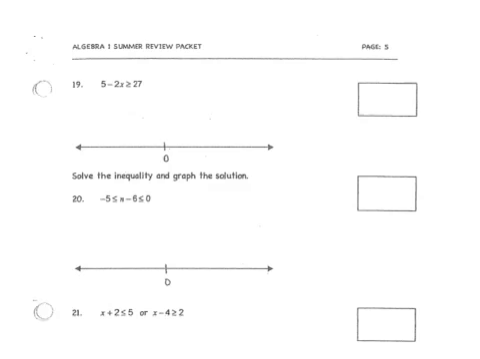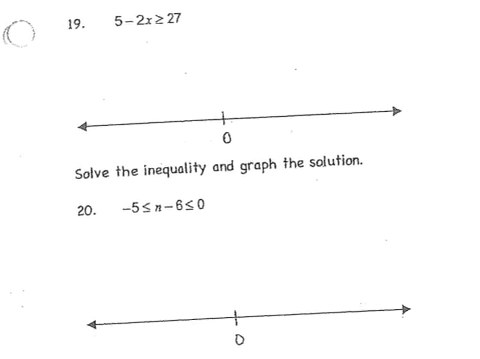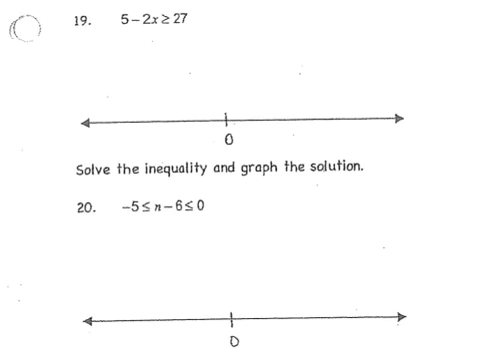Alright, so this is the Adult Ed Algebra Extra Credit Packet. We're on part 3, page 5. Right now we have an inequality, and we're going to solve for x. So we have to subtract 5 from both sides. Now we have negative 2x is greater than or equal to 22. And we're just going to divide out the negative 2 on both sides.